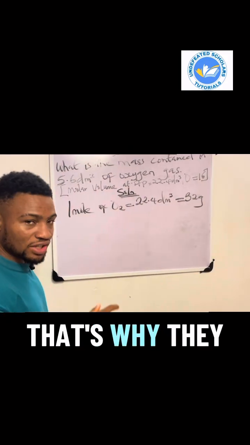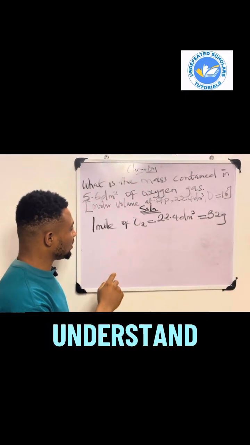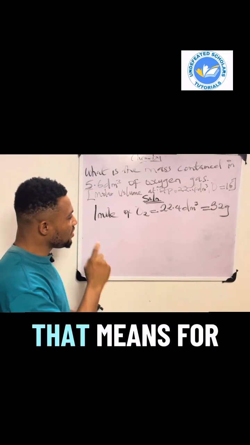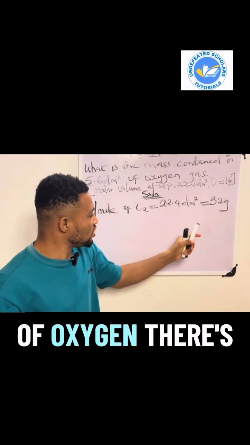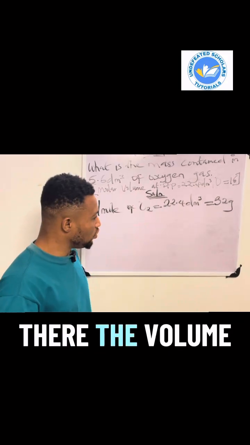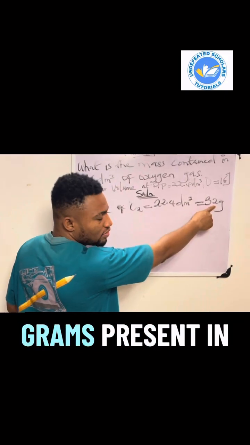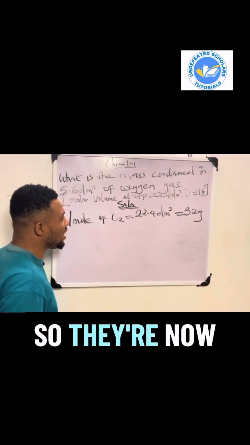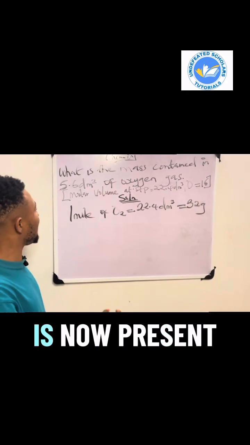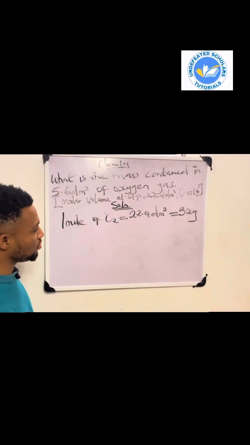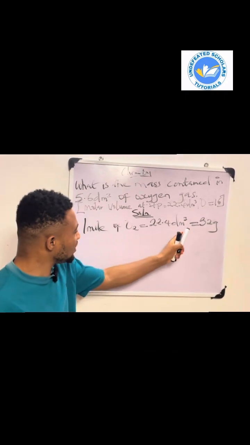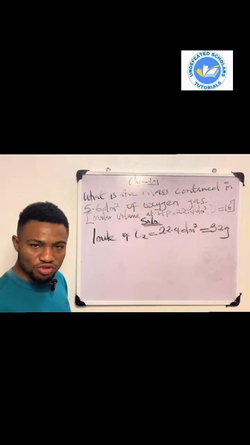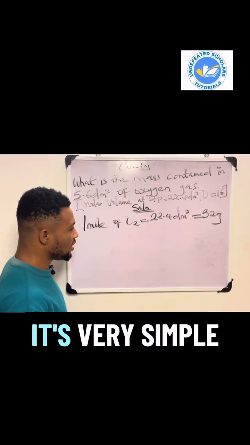That's what it contains. That's why they call it gram per mole. That's the molar mass. You understand? The molar mass of oxygen gas is 32 grams, present in 1 mole. That means for every 32 grams of oxygen, there's 22.4 dm³, the volume. So there's 32 grams present in 22.4 dm³ of oxygen. You understand? So now they are asking what mass is present in 5.6 dm³. If 32 grams is present in 22.4 dm³, how much will be present in 5.6 dm³? It's very simple.